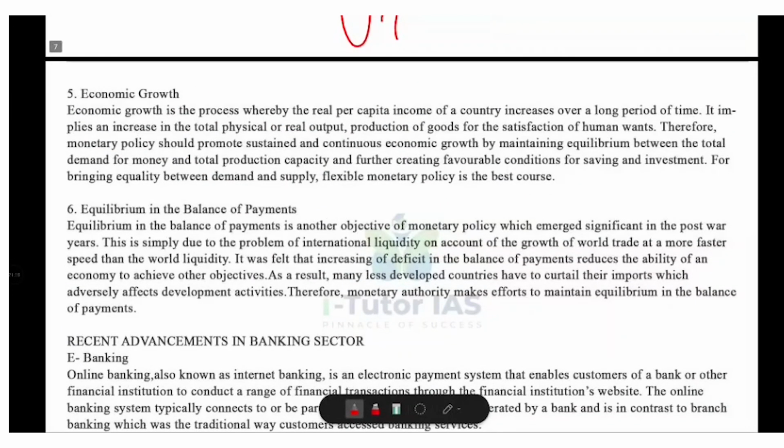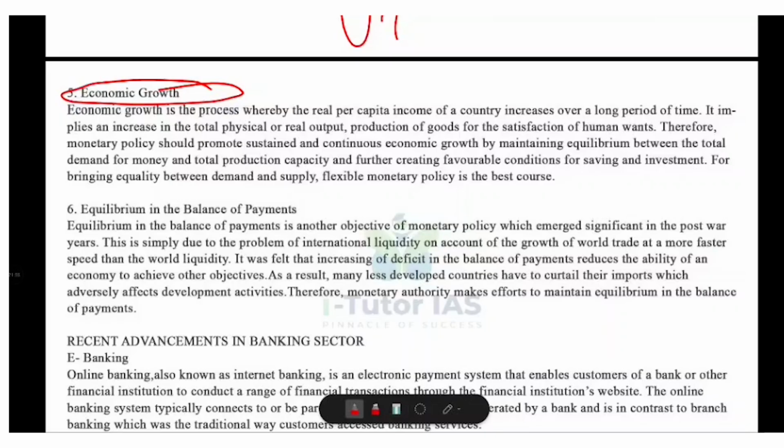Okay. Then economic growth. So what do we mean by economic growth? Economic growth simply means that the real per capita income of a country, that is the income of each person adjusted for inflation, increases continuously over a long period of time. In simpler words, it means the country is producing more goods and services, and people's living standards are improving over time. Now, how does monetary policy help in achieving this?